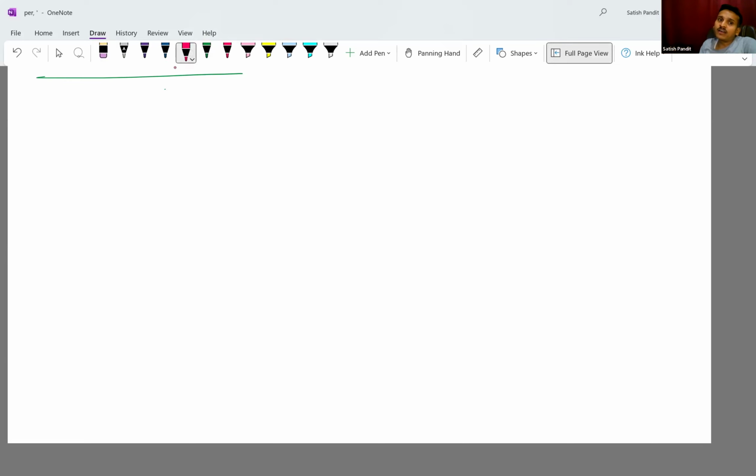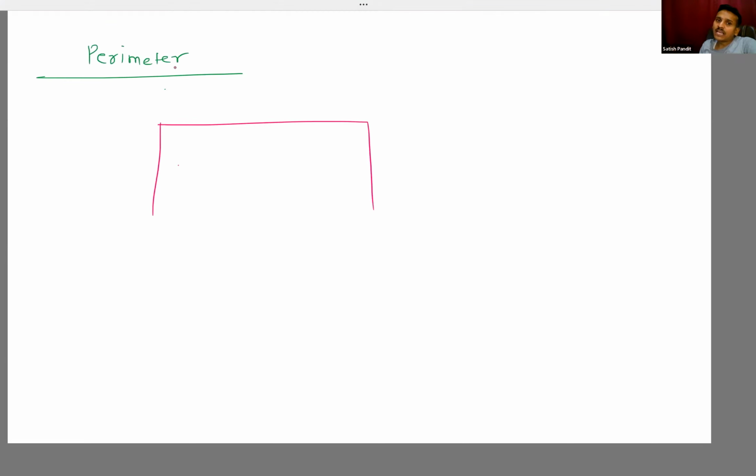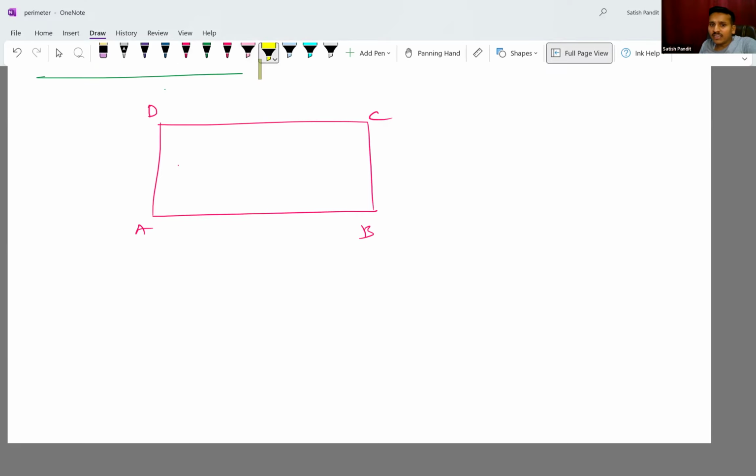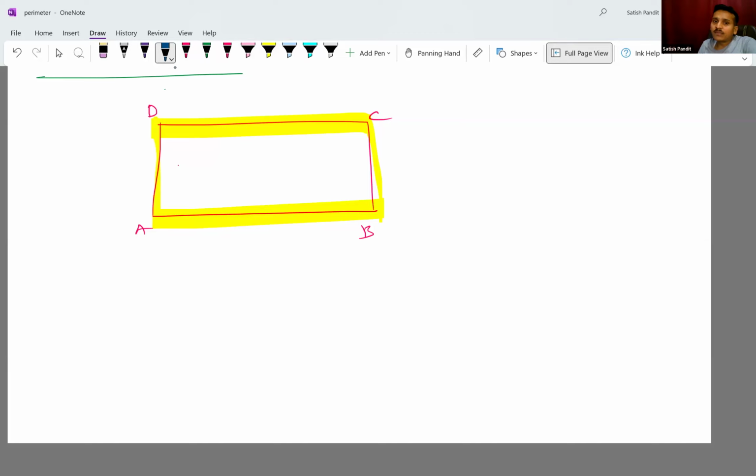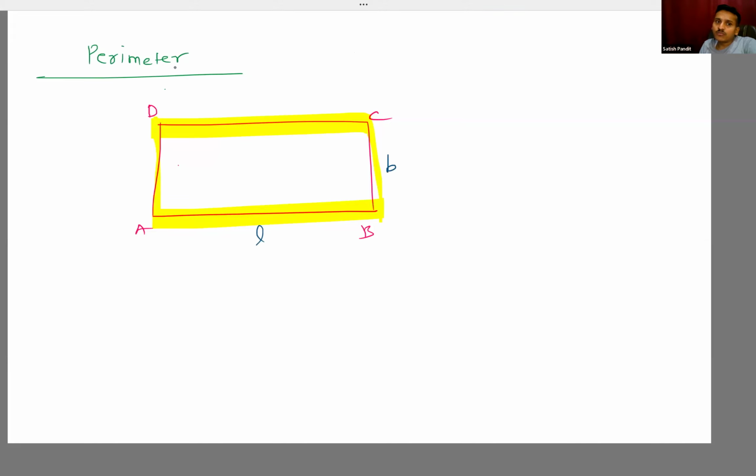For example, suppose I have a rectangle. Let this be A, B, C, D. So the perimeter of the rectangle is you measure AB, you measure BC, you measure CD, and you measure DA. That will be the perimeter. So perimeter of any figure is nothing but the length of the boundary. Boundary length is called perimeter. Now let the length of the rectangle be L. Let the breadth of the rectangle be B. So this will also be B. This will also be L.